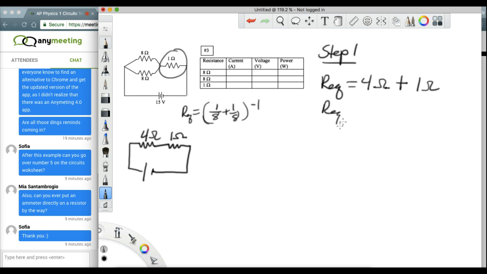So my total equivalent resistance of the circuit, if I were to combine these 2 into one, like that right there, that resistance would be 5 ohms. So the equivalent resistance of the whole circuit is 5 ohms.